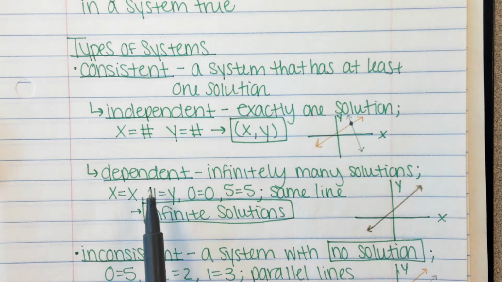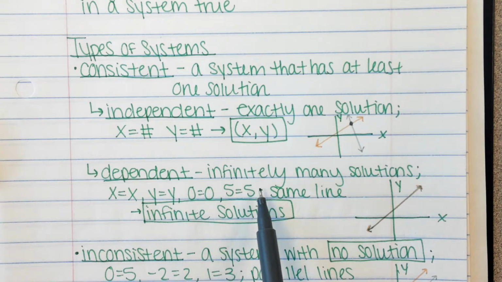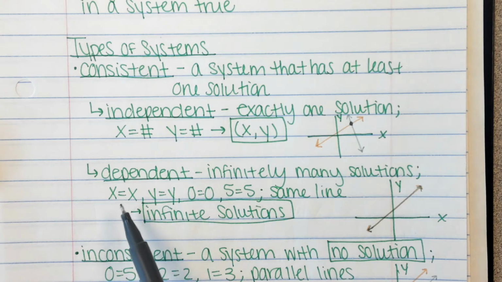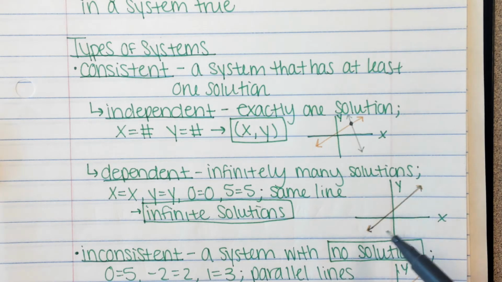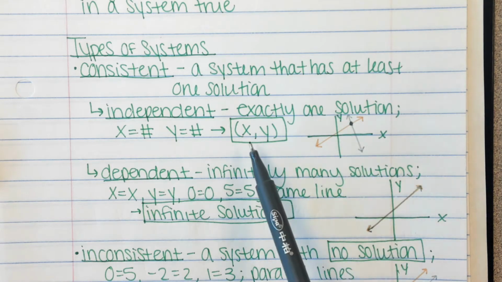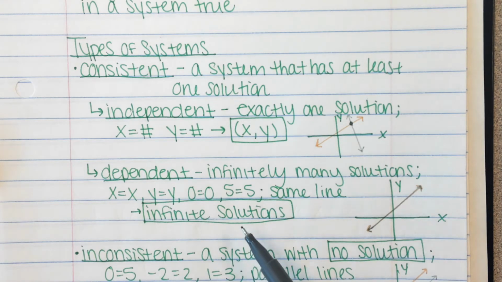The other type of consistent system is dependent. If it's dependent, there's infinitely many solutions. When you solve it algebraically, you could get something like this. You could see x equals x, y equals y, 0 equals 0, 5 equals 5. All of those are true statements, okay? And when you get that, that means that it's the exact same line. So if you were to graph it on a coordinate plane, you'd see that the lines overlap at every point. The answer that you would write down if you were solving algebraically would be infinite solutions, okay? So independent, there's one intersection, your answer is an ordered pair. Dependent, it's the exact same line, they're infinite solutions.